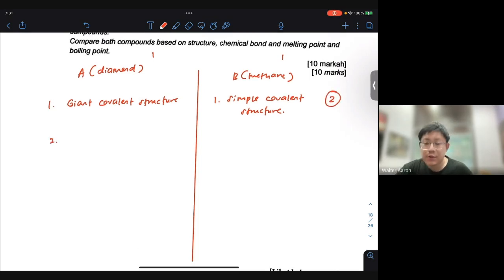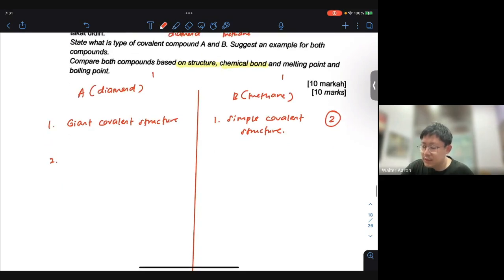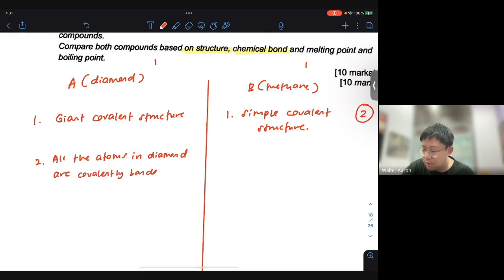And then the comparison, what they want you to compare is also based on chemical bonds. So you can say here that all the atoms in diamond are covalently bonded. Okay.